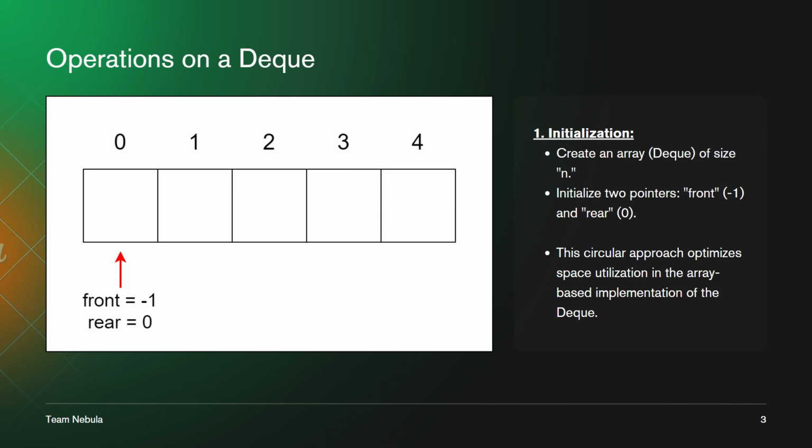So, before we start performing the various operations, we need to take the following steps. First, we create an array, dequeue, of a given size. So, let's call it n. Then, we set two pointers. One is called front and the other is called rear. Then, we initialize front to -1 and rear to 0.